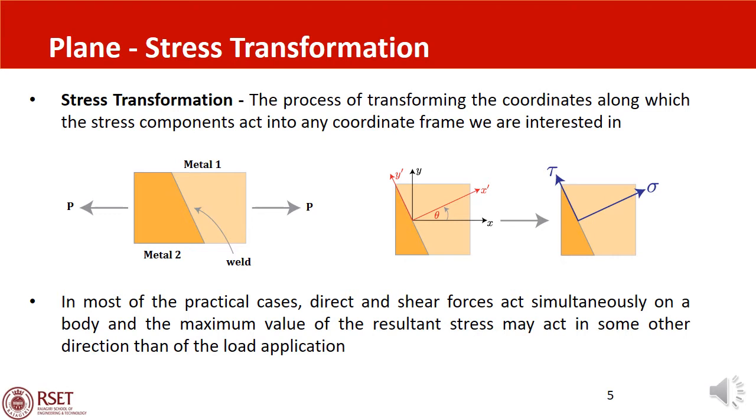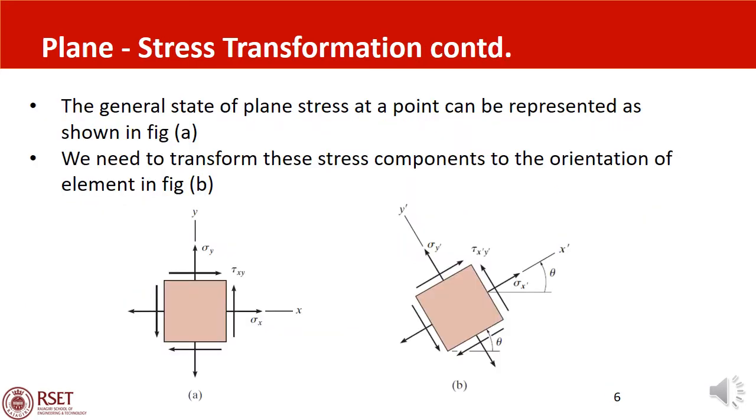In short, for a body subjected to normal and shear forces, the maximum value of the resultant stress may be acting in a different direction than that of the applied load. It is to find this direction and the magnitude of the resultant stress that we use the stress transformation. Now we will see the formulation of the stress transformation equations. The general state of plane stress at a point can be represented as shown in figure A.